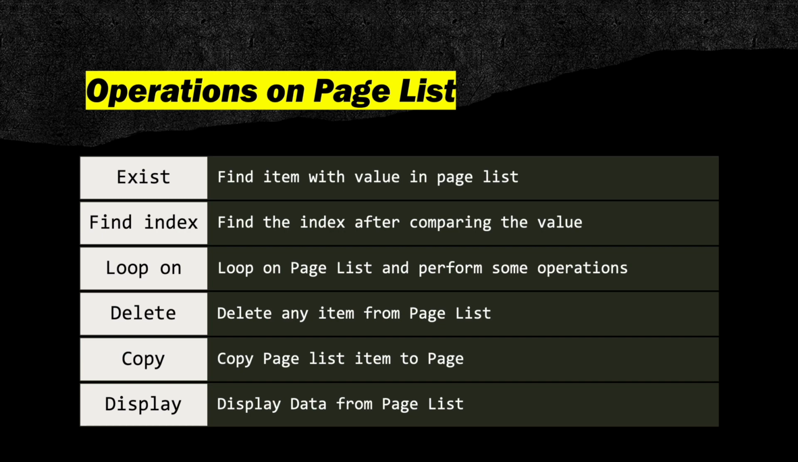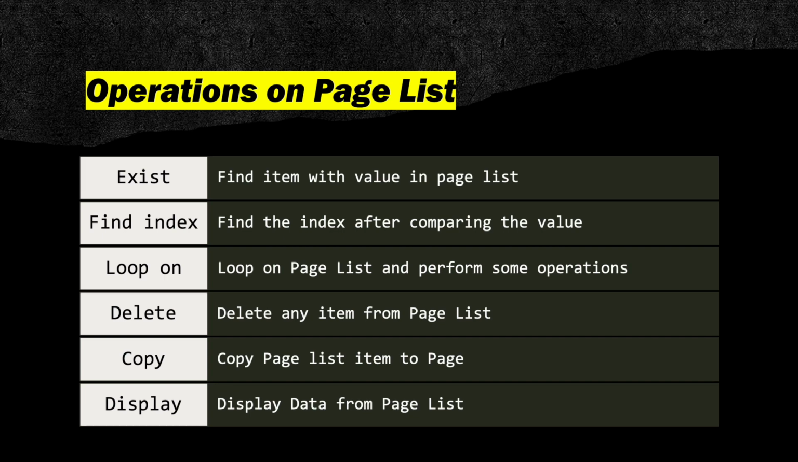Delete also we learned that, yes, if you want to delete, first you need to loop on that one, and you mark that these are the items I want to delete. So you are deleting that one also. And then the final one is copying the data. So we saw how we can copy the data from one page list to another page list. So that also we saw.